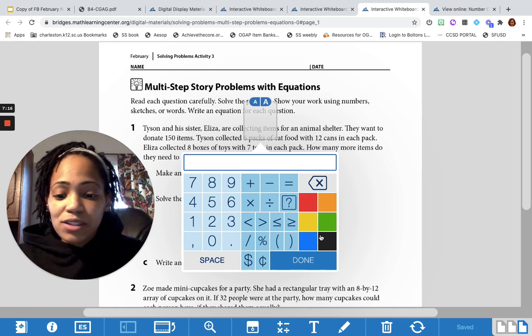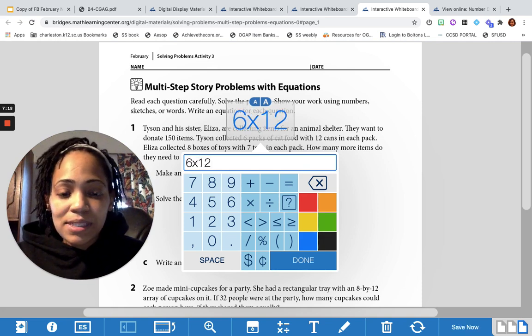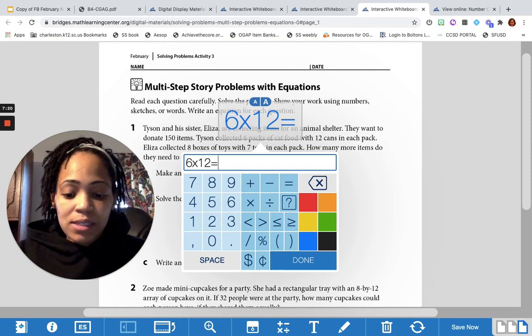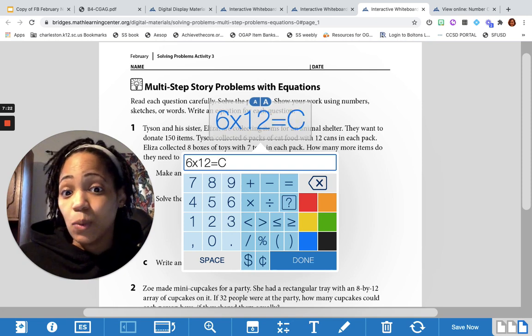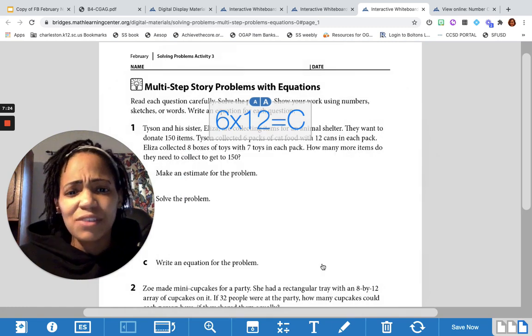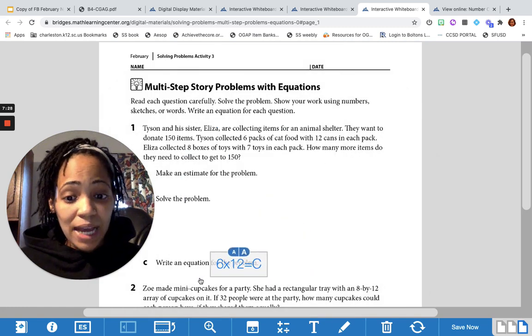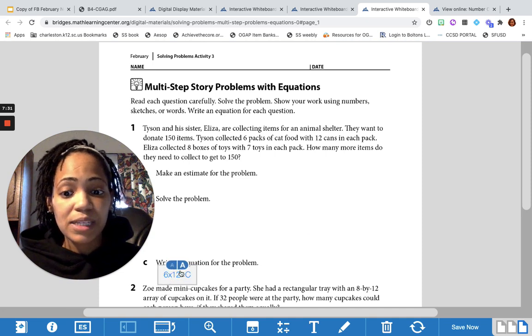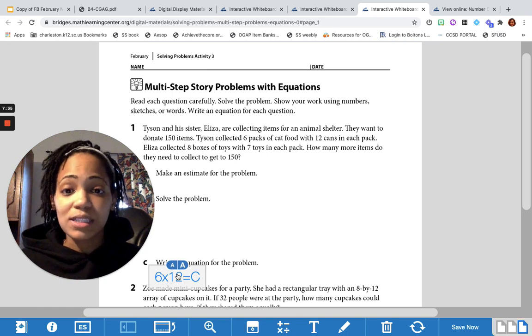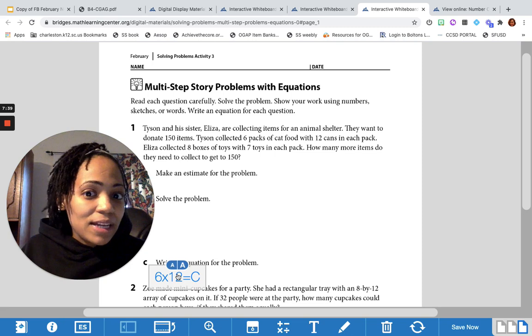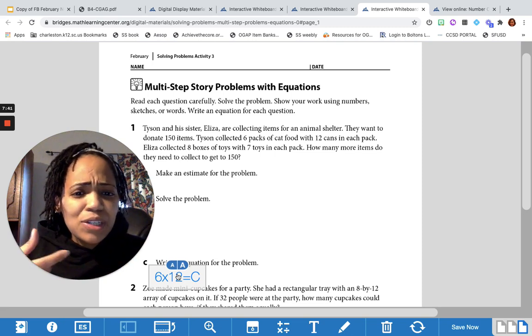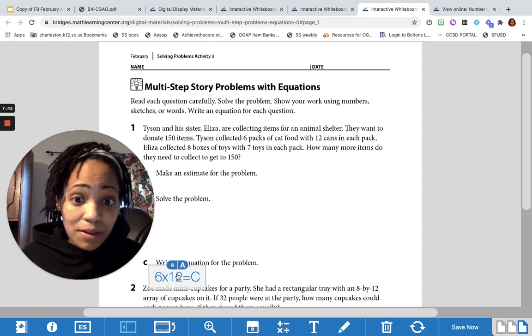Yeah, that's multiplication. So we would have 6 times 12 is going to give us, I'm going to label it C for cat food. That's the first part. But that's not all that there is to this problem. My job in helping you guys who may still need some support with solving these multi-step problems and writing the equation is to show you a different way that we can write it. We can write an equation for each step and then put them together.